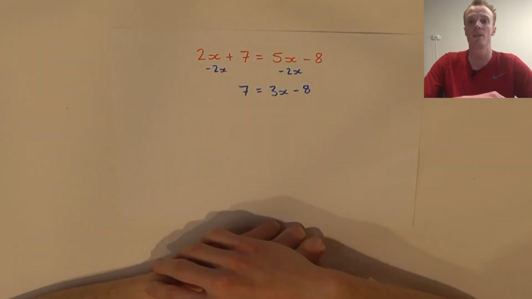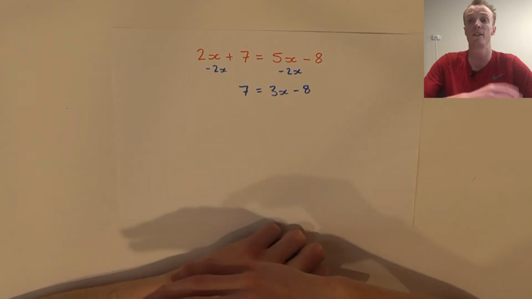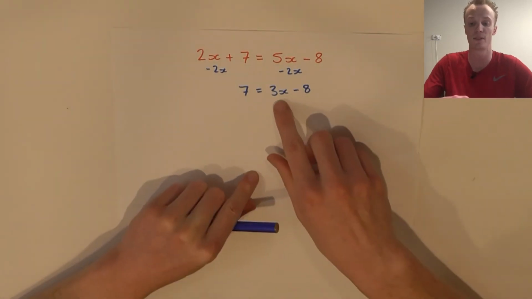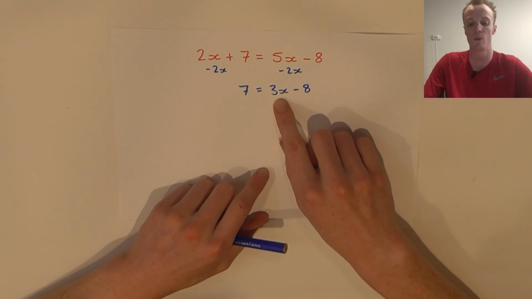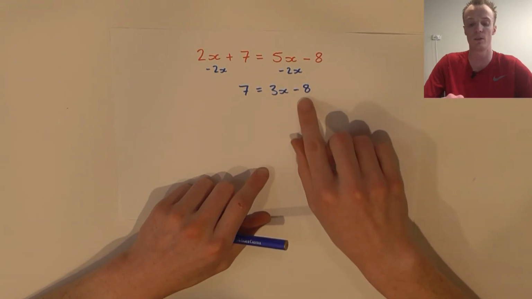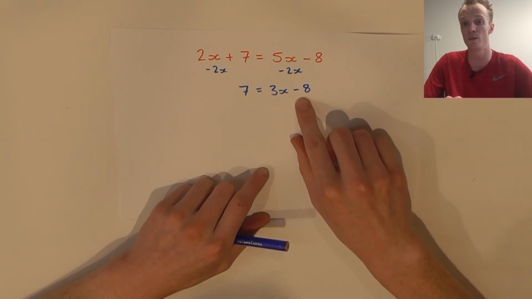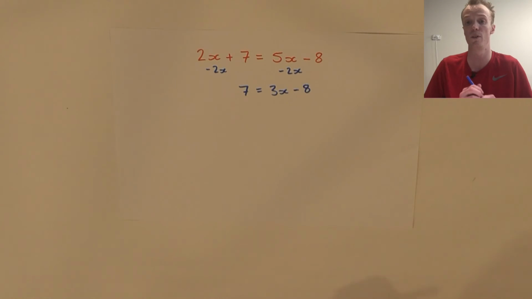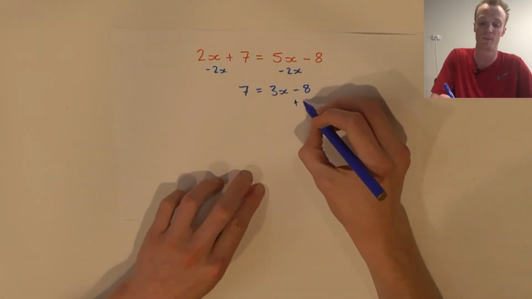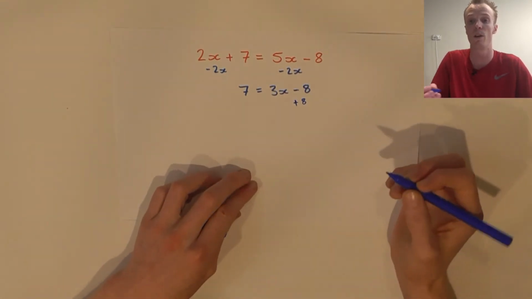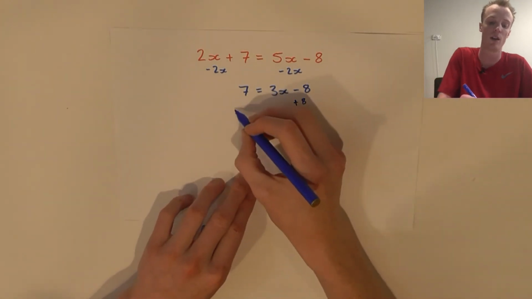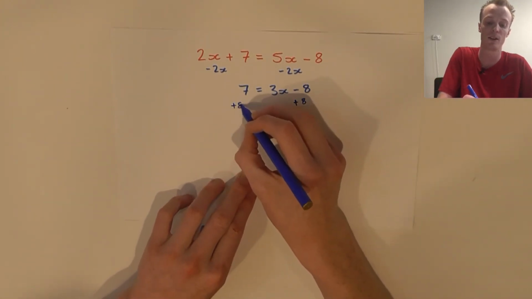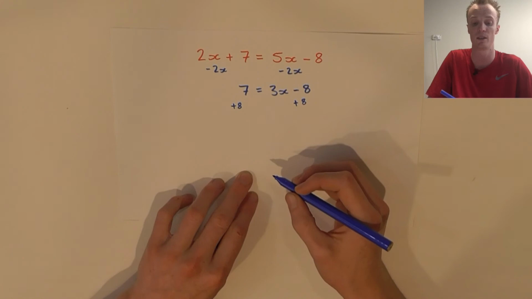My next step is to isolate the x by performing the inverse of whatever is on the same side as this x value here. Therefore, because the last thing that I do on the right hand side is subtract 8, I need to perform the inverse of subtraction, which is addition, and plus 8 to remove that from the right hand side. However, whatever I do to one side of the equation, I must do to the other. So I need to plus 8 here on the left hand side.